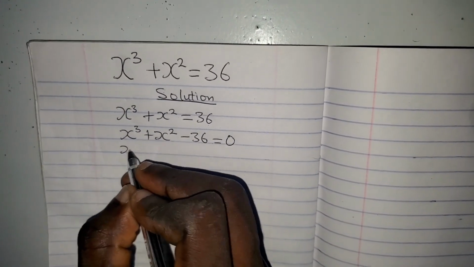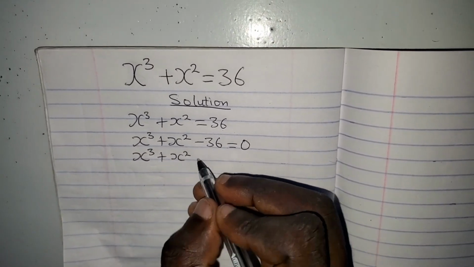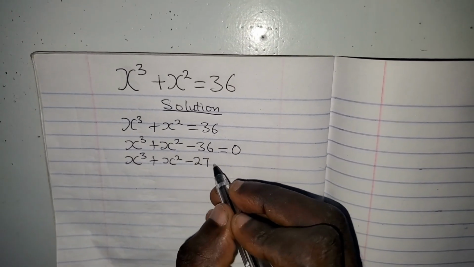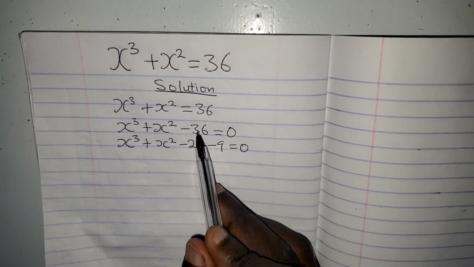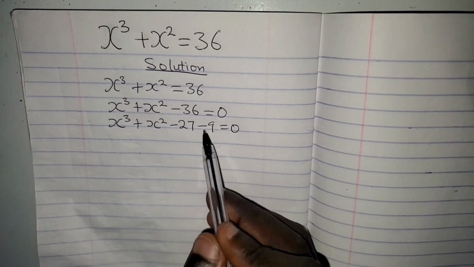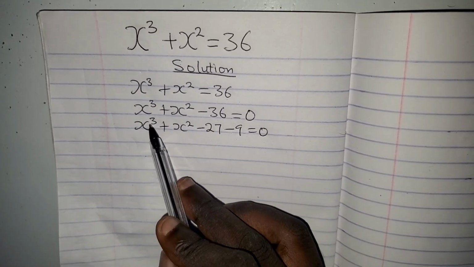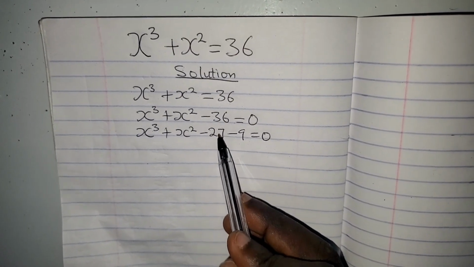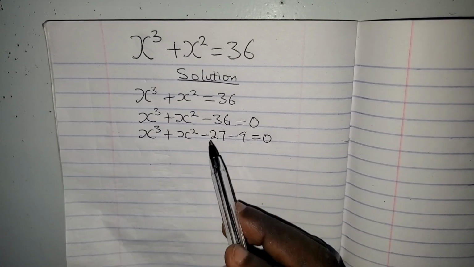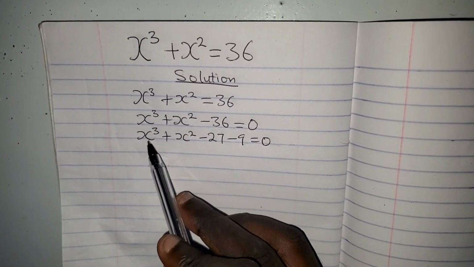Here I have x raised to the power of 3 plus x raised to the power of 2 minus 27 minus 9 equals 0. The essence of breaking this 36 this way is that I can express 27 as a power of 3. That is, 3 raised to the power of 3 is equal to 27, and that tallies with this.